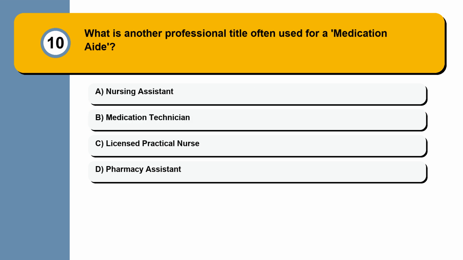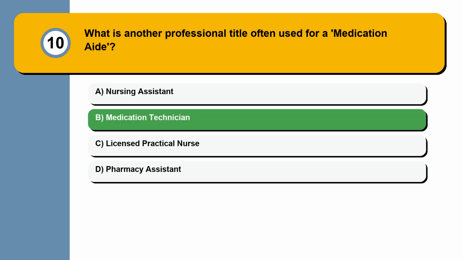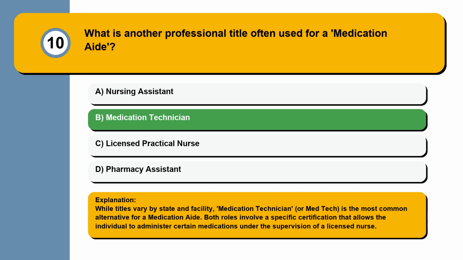Question 10. What is another professional title often used for a medication aide? Nursing assistant, medication technician, licensed practical nurse, pharmacy assistant. While titles vary by state and facility, medication technician or med tech is the most common alternative for a medication aide. Both roles involve a specific certification that allows the individual to administer certain medications under the supervision of a licensed nurse.